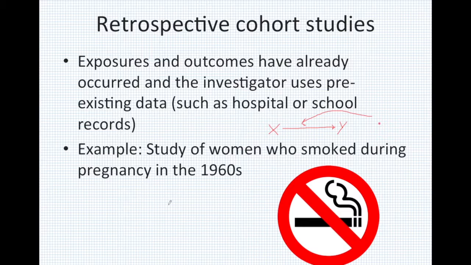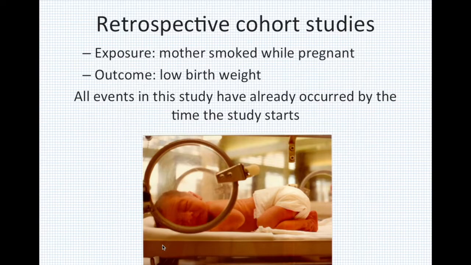For example, a retrospective cohort study would be a study of women who smoked during pregnancy in the 1960s. The exposure would be maternal smoking while pregnant, and the outcome would be low birth weight. This is a retrospective cohort study because all events in the study have already happened at the start of the study, and we're looking in the past to get the data.